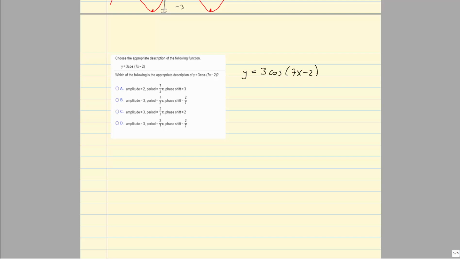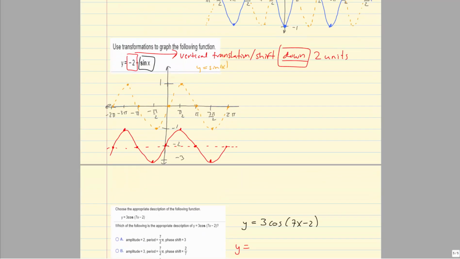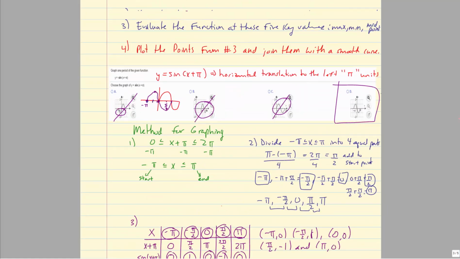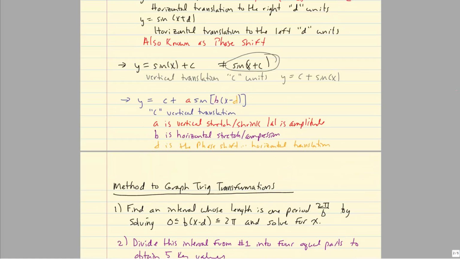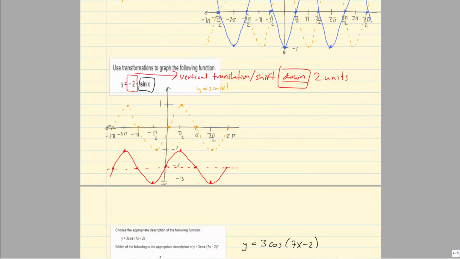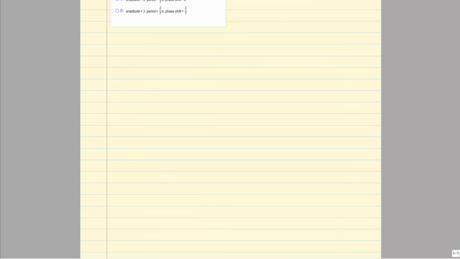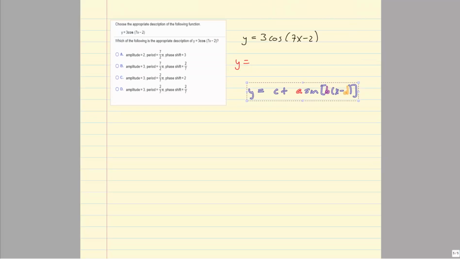Now the way that we want this to look is y equals, and I'll show you where I'm getting this from. This is from our work clear up here. This is like our standard form right here. Y equals c plus a sine. And again, that's kind of our standard form. That's what we want to be able to match.